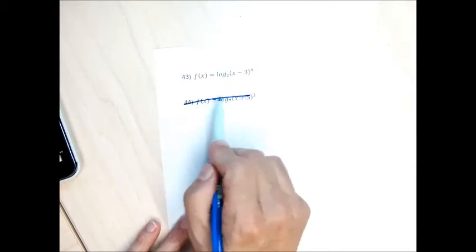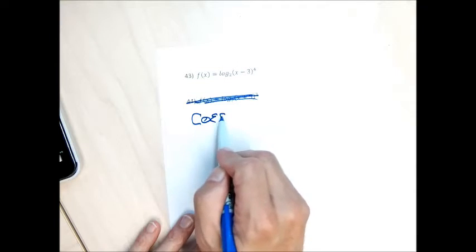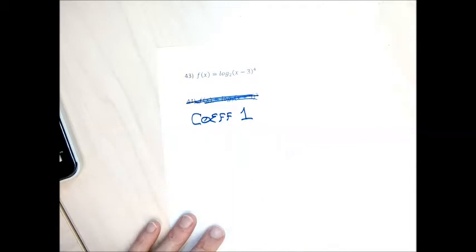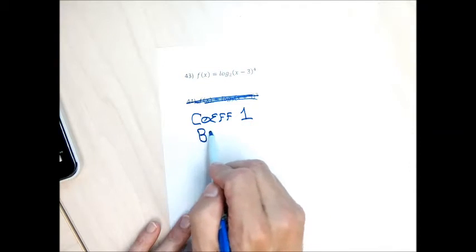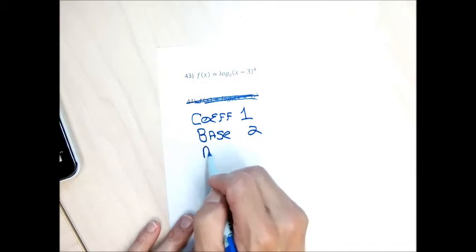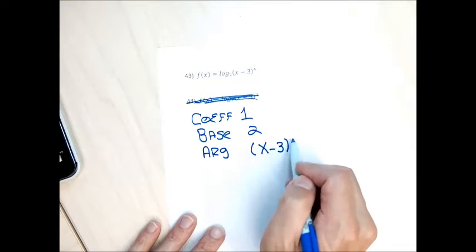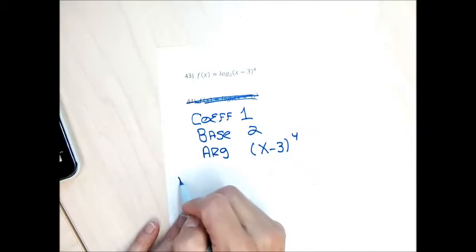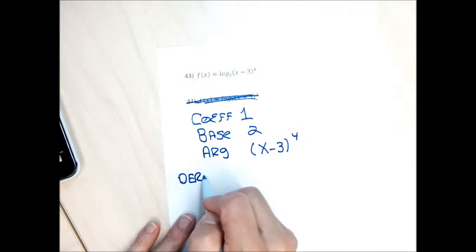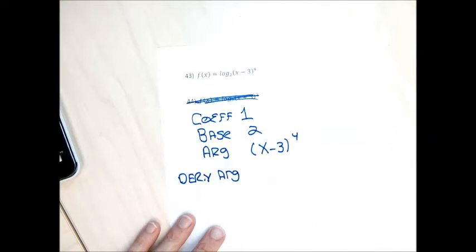All right, let's do 43 together. So for 43, the coefficient is 1. I won't worry about it. The base is 2. I need to worry about it. The argument is x minus 3 to the 4th, and the derivative of the argument, because it's a parentheses with an exponent, I need to use the chain rule.